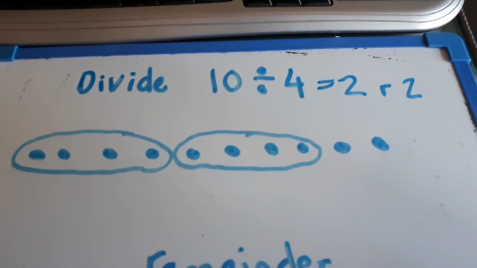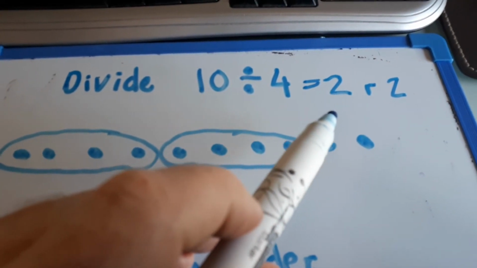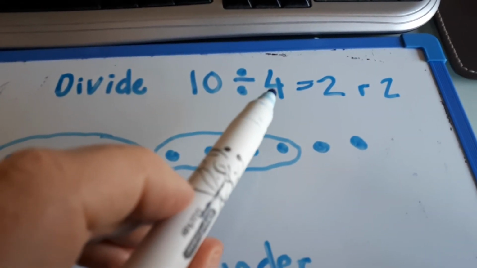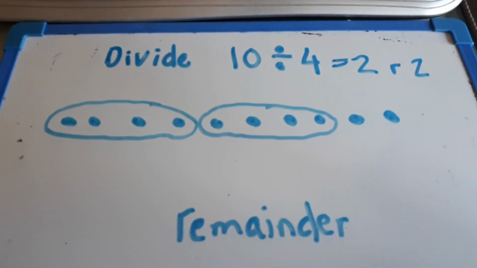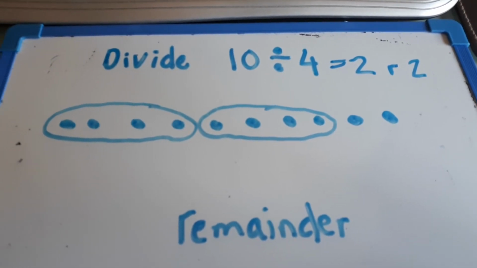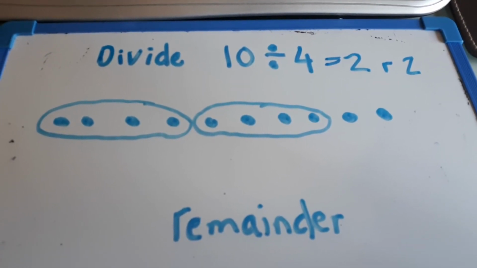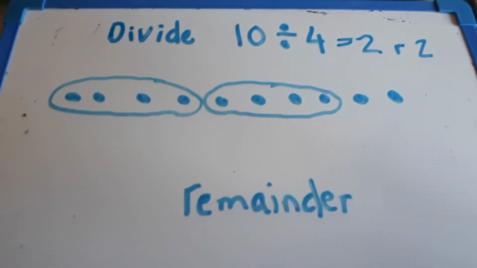Can I use backwards multiplying to check my sum? Of course I can. 2 times 4 is 8, and add 2 will give me 10. So this is how we divide groups which are not equal, that there's always going to be some dots left over. When we have some dots left over, it's called a remainder.